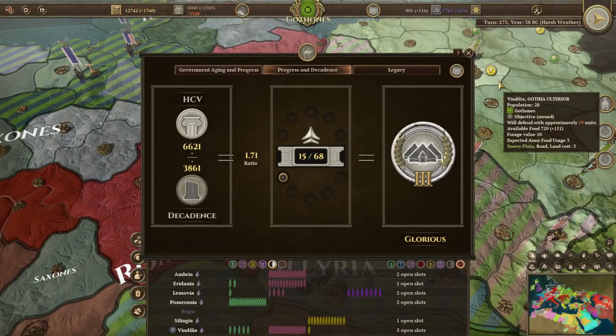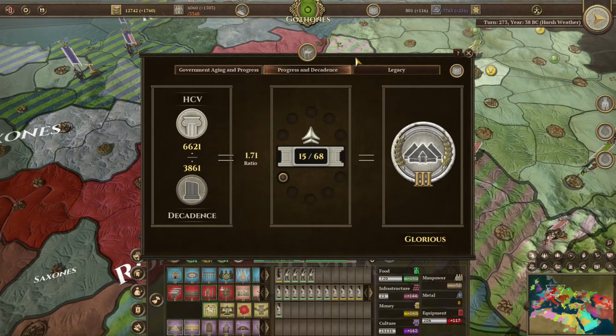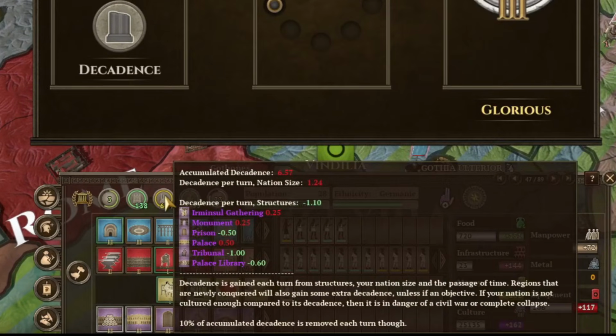So for example, in our capital, I have some buildings that are adding the decadence. You can see red color, or buildings that are decreasing the decadence each round, like Tribunal, Palace, Library. They are very useful buildings. And you can see that overall, I am decreasing the decadence from structures by minus 1.1. So the net increase is only 0.14.